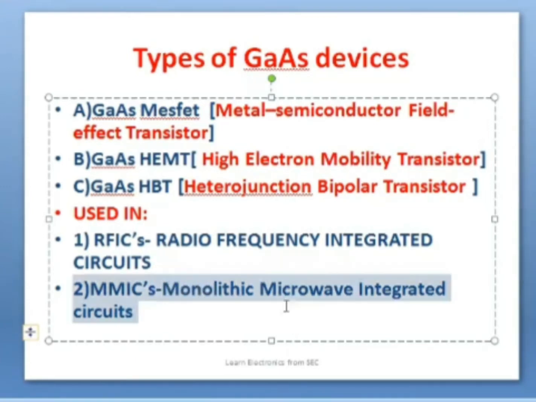So for these purposes, dedicated ICs are there. That is MMICs, monolithic microwave integrated circuits. Got it? And now MEMS came into the picture like that. Gallium arsenide devices will be used here. Okay, so that is the usage.